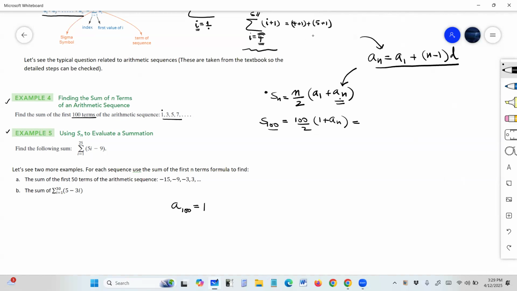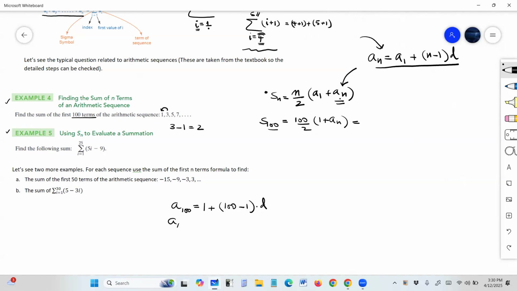So I know the first term. I know that n is 100. Now I need to find the common difference. Now the common difference is the difference between two adjacent terms, okay? But it's always the current term minus the previous. Okay, so in this case, 3 minus 1, 2.